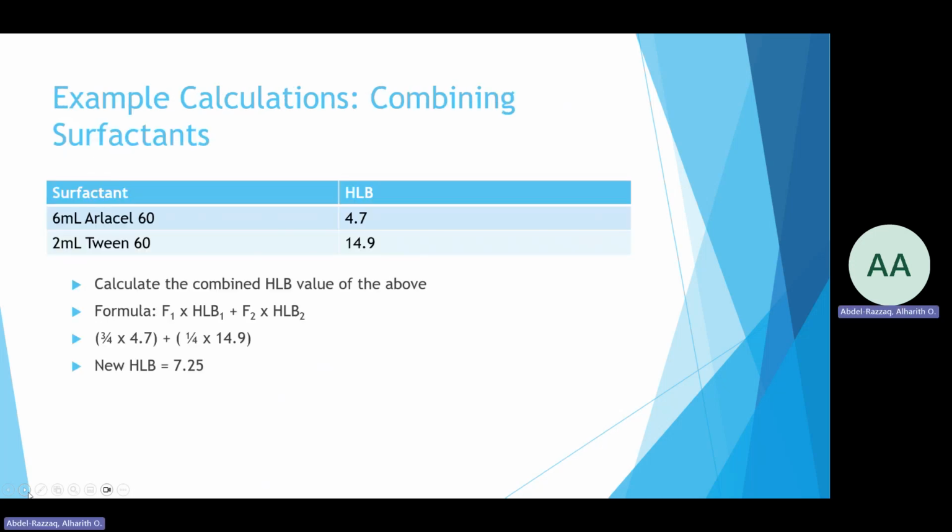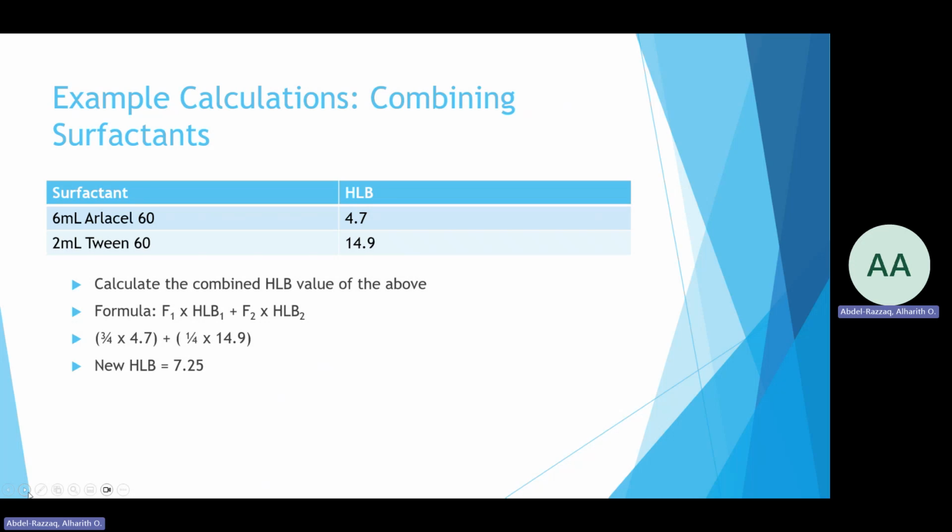So now let's do some example calculations. Take out your calculators and we'll start with combining surfactants. We have 6 milliliters of Arlacel 60, which has an HLB level of 4.7, and we're mixing that with 2 milliliters of Tween 60, whose HLB level is 14.9. We want to calculate the combined HLB value of both of these together.